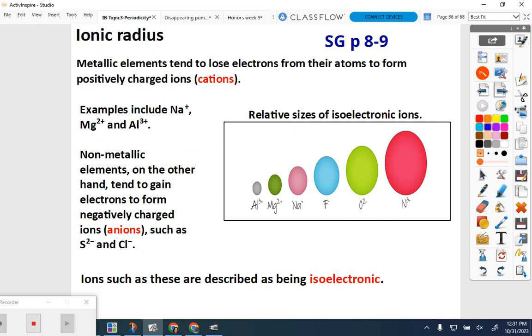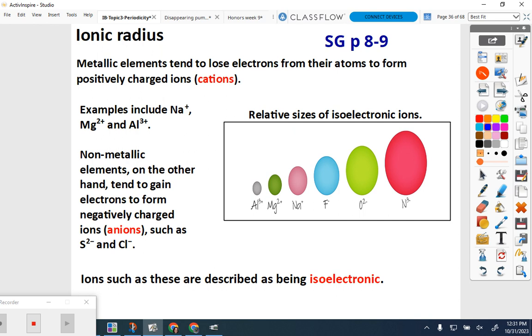Our nonmetals are going to be gaining electrons. Now you would think, well, they're gaining electrons, but those electrons are going into the same energy level, so there shouldn't be any effect. But there is a little bit of an effect in that the electrons are all repelling each other, so a fuller valence level is going to be a little bit bigger. Also, you're going to have more electrons than protons, so the effect of the charge of the protons pulling on the electrons is going to be a little bit less than it would be without extra electrons.